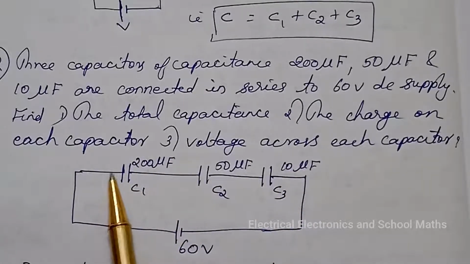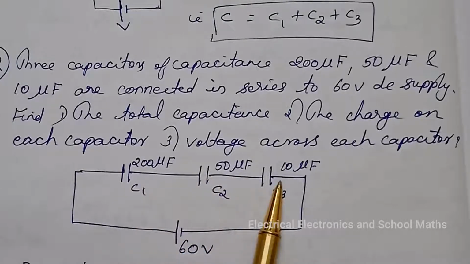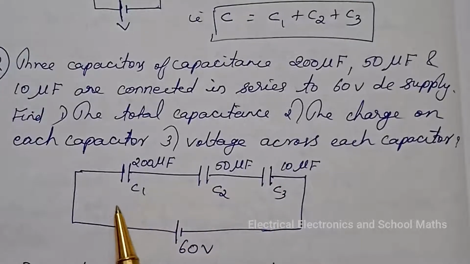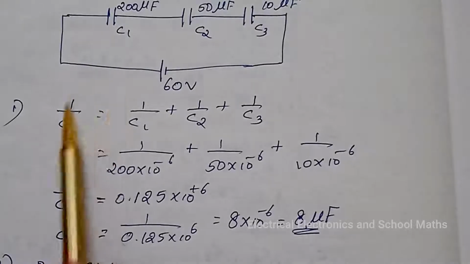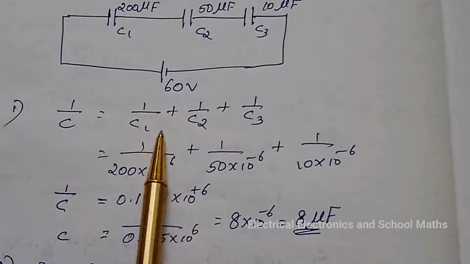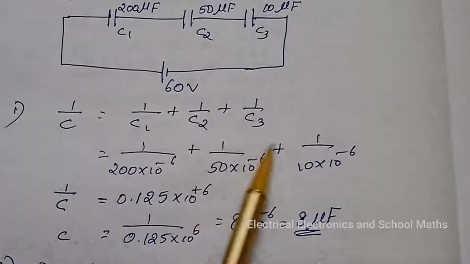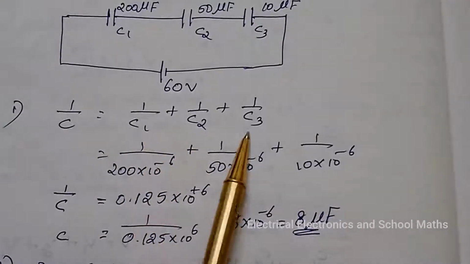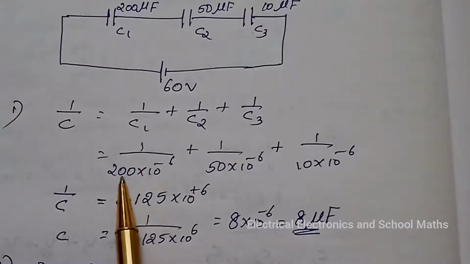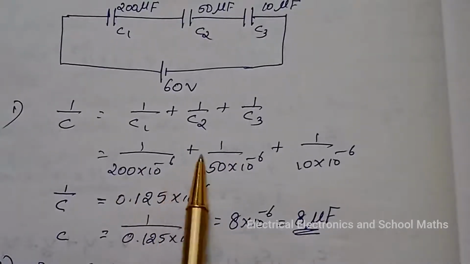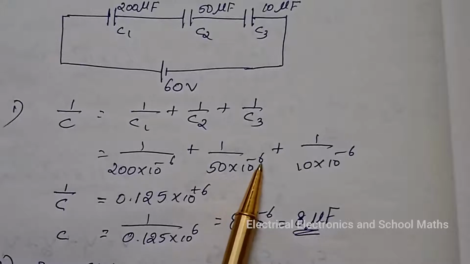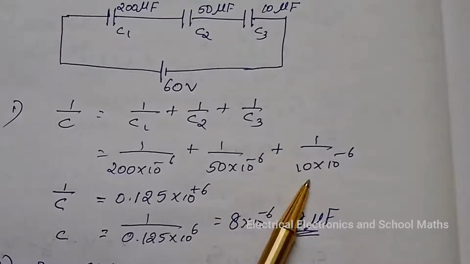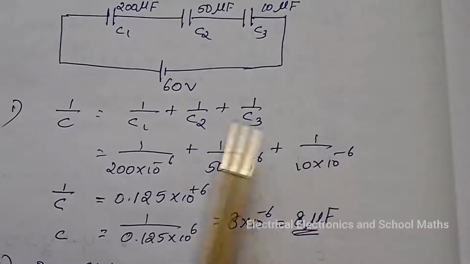So here the capacitors are connected in series. So we can write the total capacitance as 1 by C equal to 1 by C1 plus 1 by C2 plus 1 by C3. Put the values of C1, C2 and C3. That is 1 by 200 into 10 raised to minus 6 plus 1 by 50 into 10 raised to minus 6 plus 1 by 10 into 10 raised to minus 6.